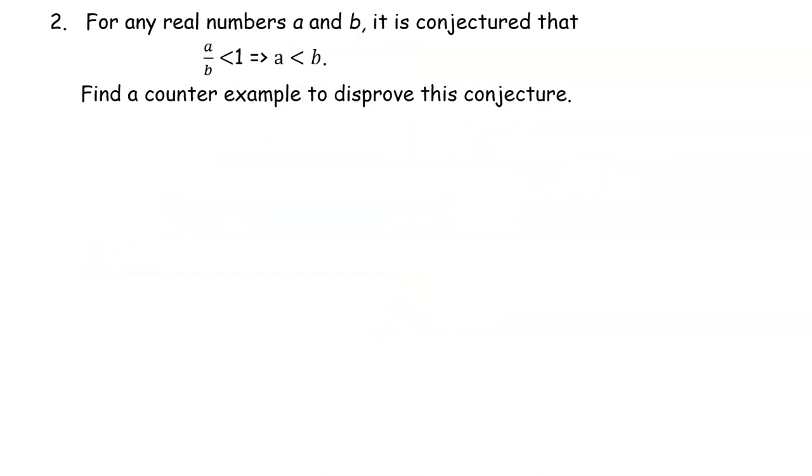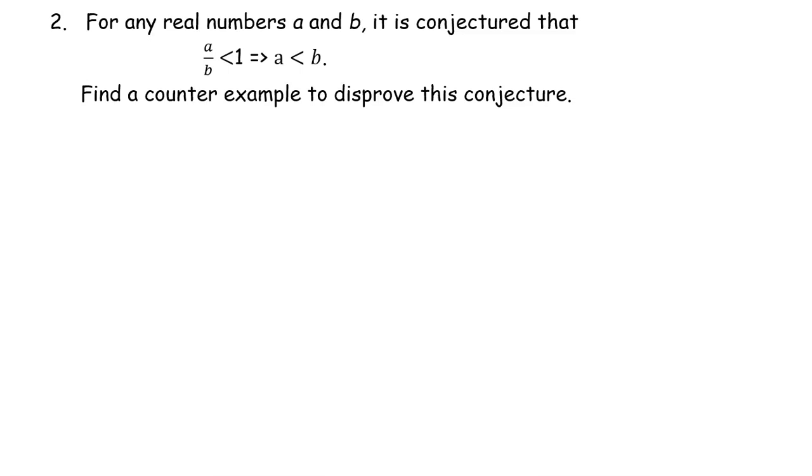Second question that was put forward to you is that for any real numbers a and b, it's conjectured that a over b is less than 1 means that a has to be less than b. Now this comes from if you think about normal fractions. So if you think about 3 over 4. So 3 over 4 is less than 1, 3 is smaller than 4. What that would mean is that holds the conjecture. So yes, logically it would say that that's the case. We've got to find an example that disproves it.